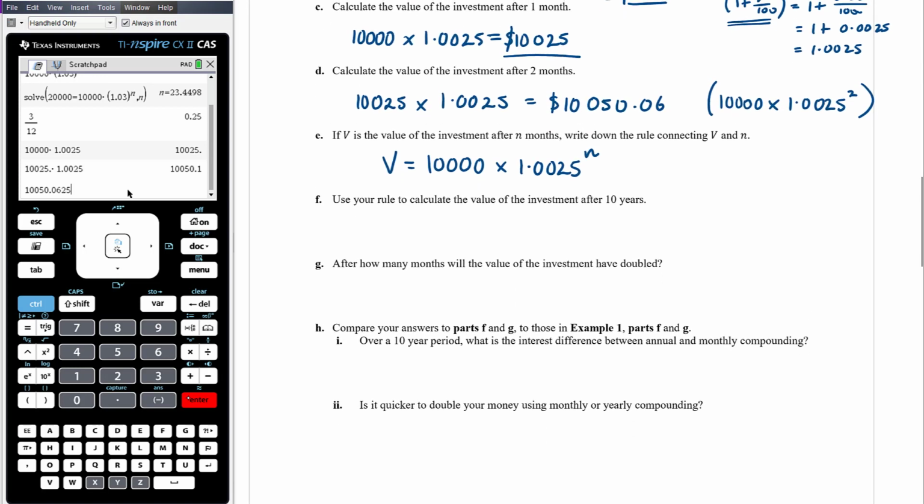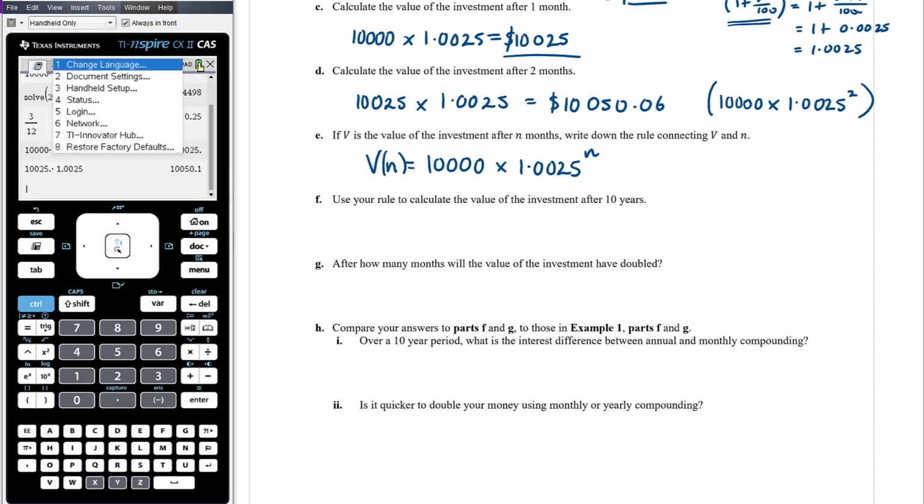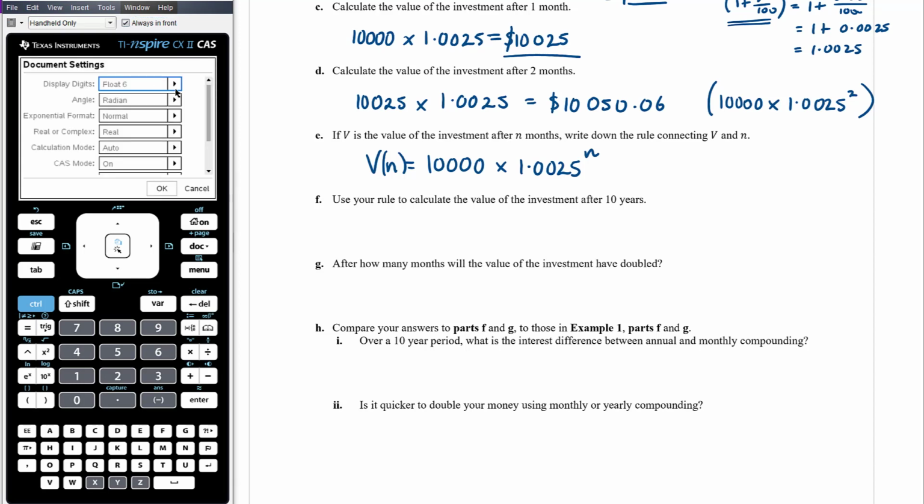This time maybe I'll define my function, so I'm going to call it v of n. It's the value in terms of n, the number of months. And actually we might adjust the setting in our CAS, seeing as we're working with these money problems and we're constantly having this rounding problem because we're only seeing 6 digits and we need 7 to get to the nearest cent with this kind of level of money. So to adjust the setting, I'm going to click on the battery icon, go to document settings, and change it from float 6 to float 8. That should be enough for now.